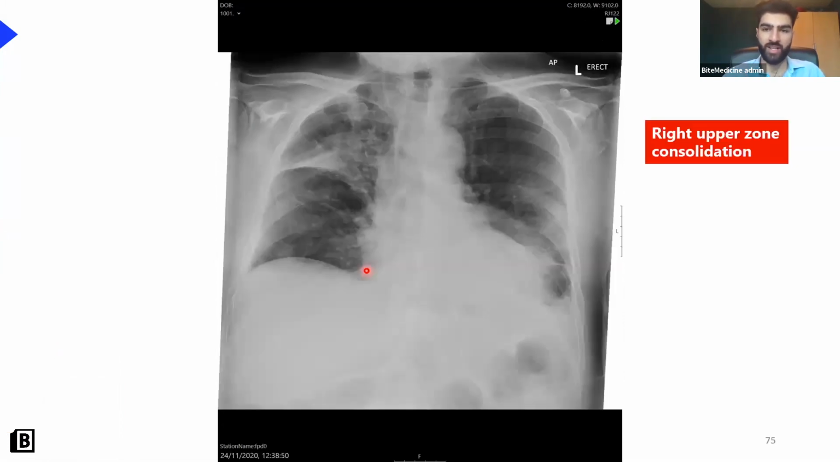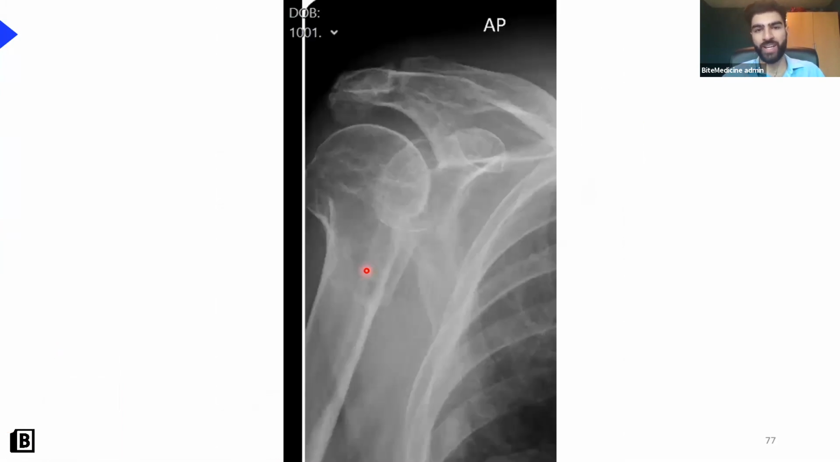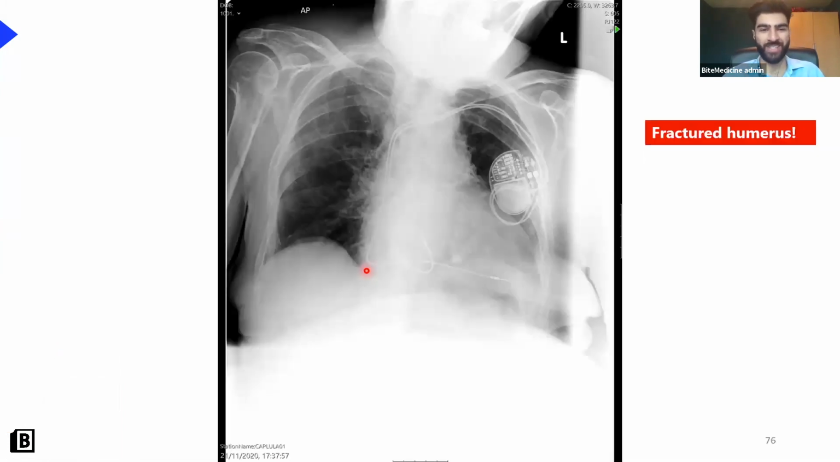Okay, we'll wrap it up there. Let's do this one. Oh, I already gave away the diagnosis. Okay, never mind. But if you look at this film, what I wanted you to pick up, the patient has a fractured humerus.